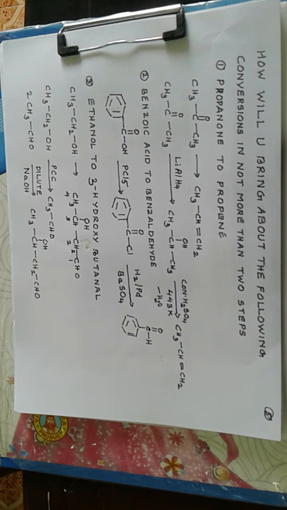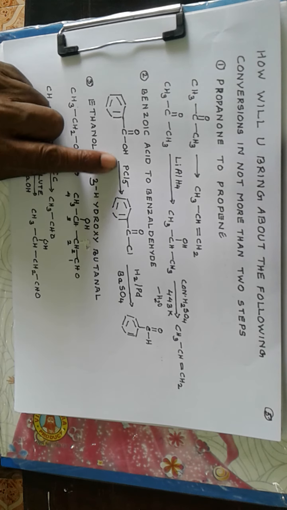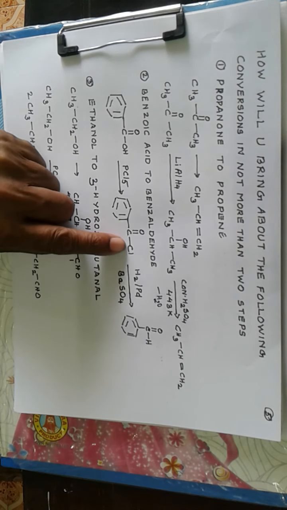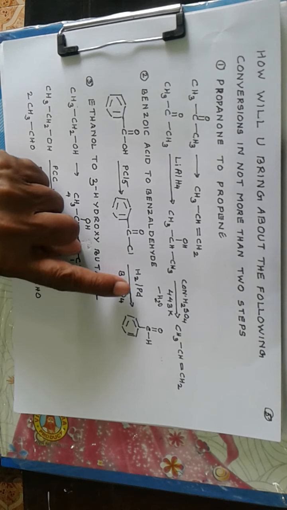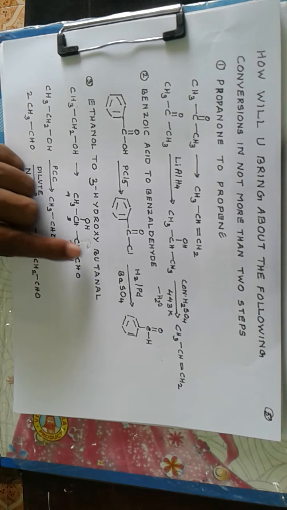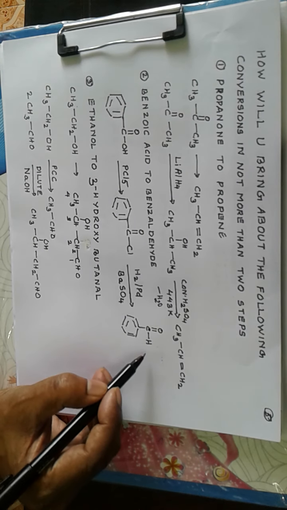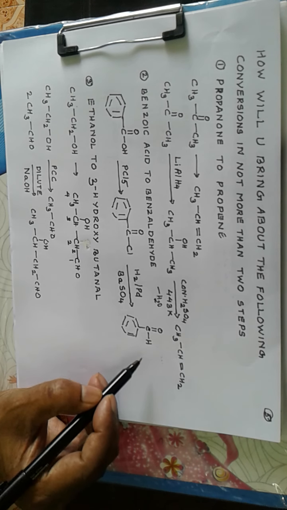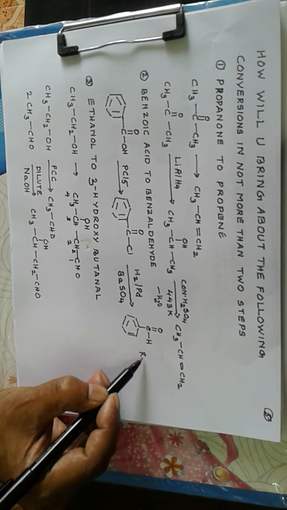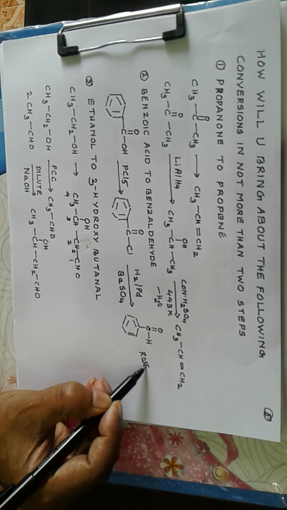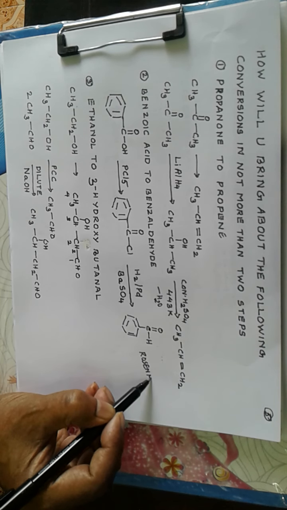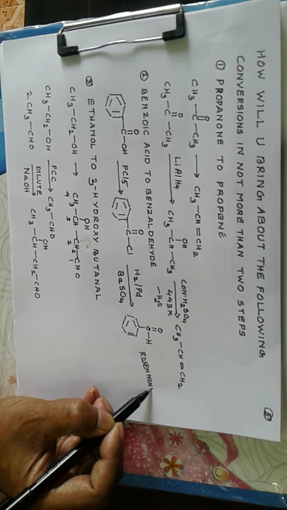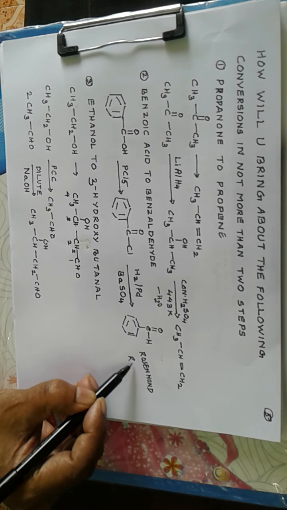Benzoic acid to benzaldehyde. The reaction is first reaction with PCl5, OH is replaced by Cl. Then hydrogen with palladium on barium sulfate reduction. This is known as Rosenmund reduction.